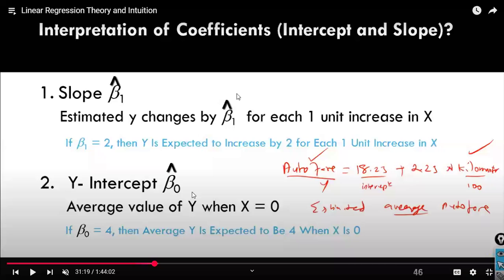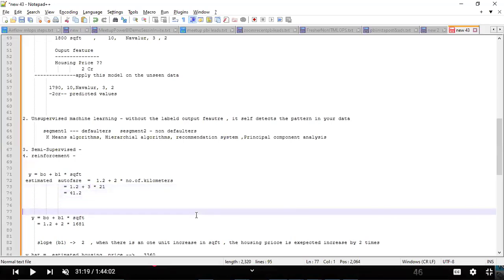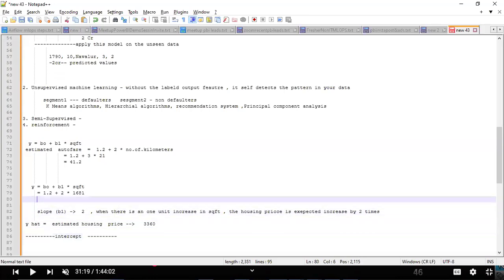Okay, and the next one is intercept. The intercept is the average value of y when x equals 0. Let's say if the intercept is equal to 4, then the average value of y is 4 when x is 0. Now how do I explain the same to my management about the intercept? Now I am able to explain the slope, right? The intercept, how do I interpret that? How do I explain it in layman's terms? Same equation.